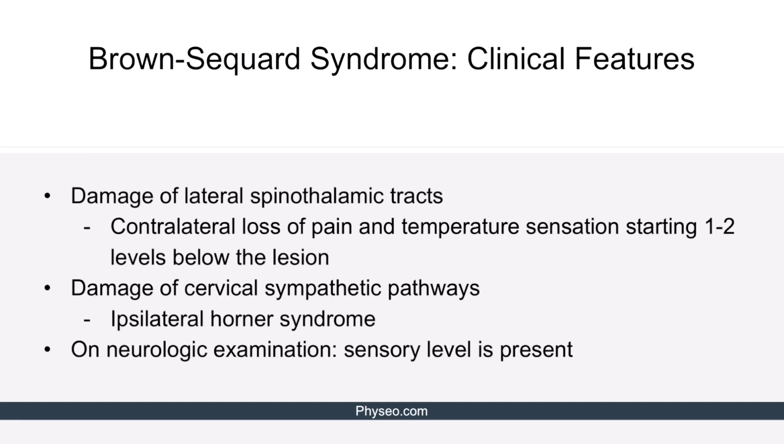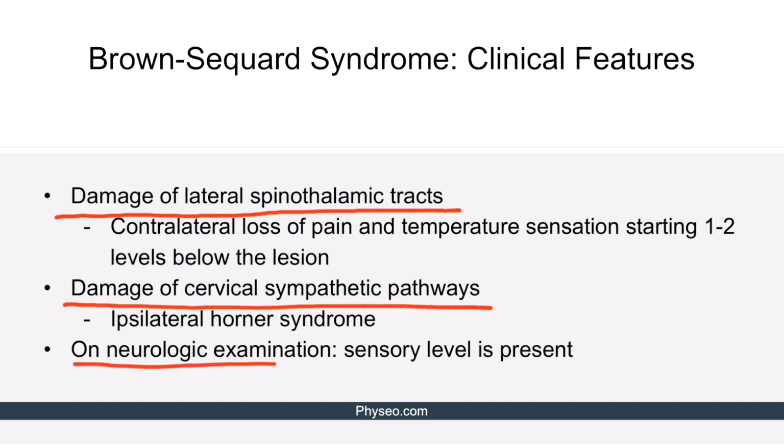Let's continue. When the lateral spinothalamic tracts are damaged, there is contralateral loss of pain and temperature sensation starting 1 to 2 levels below the lesion. Again, recall from our lecture on localizing neurologic lesions that symptoms and signs are contralateral when the lesion is at or above the decussation site of the tract. Spinothalamic fibers decussate at the spinal cord. Lastly, if the lesion affects the cervical cord, sympathetic pathways can be damaged. This results in ipsilateral Horner syndrome.